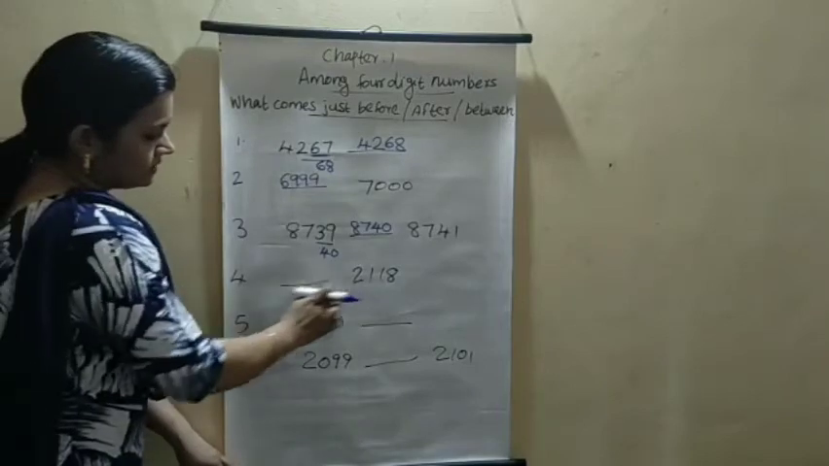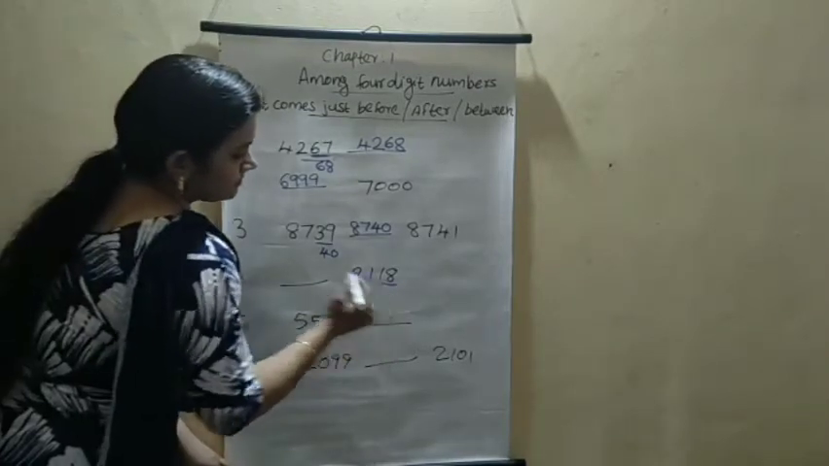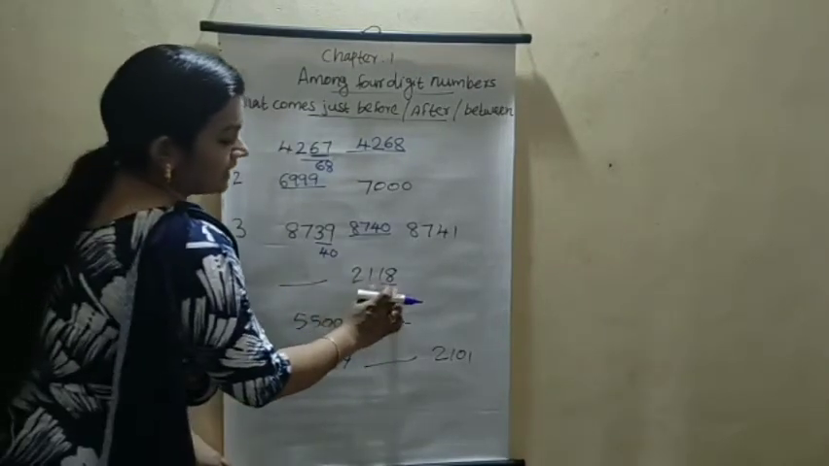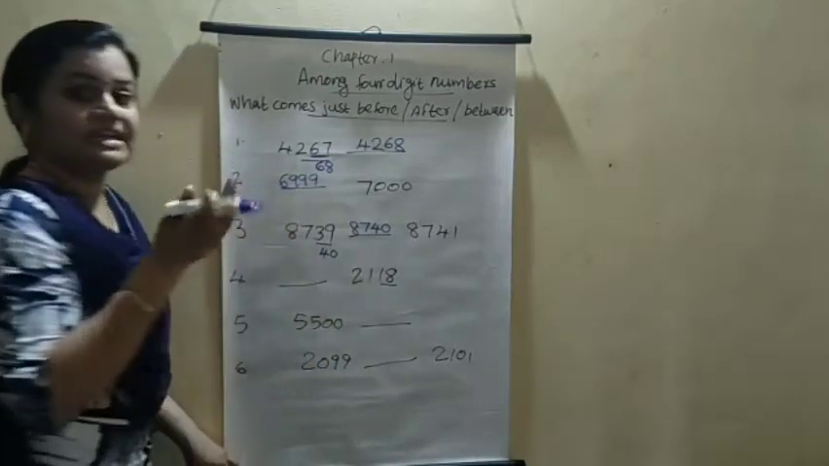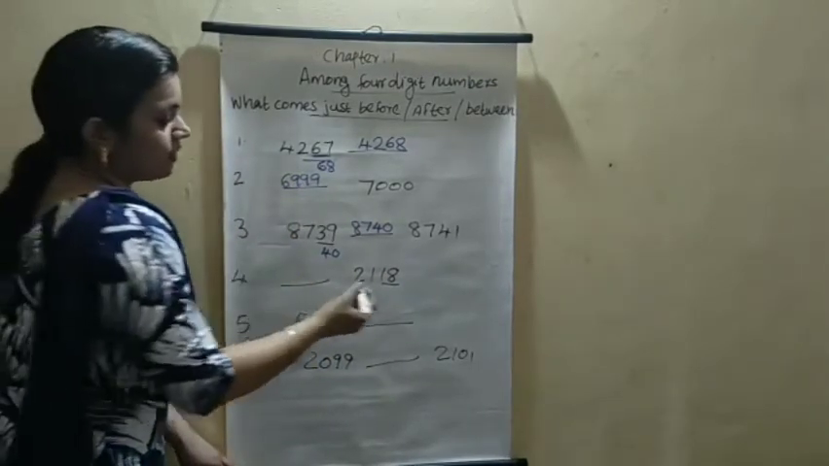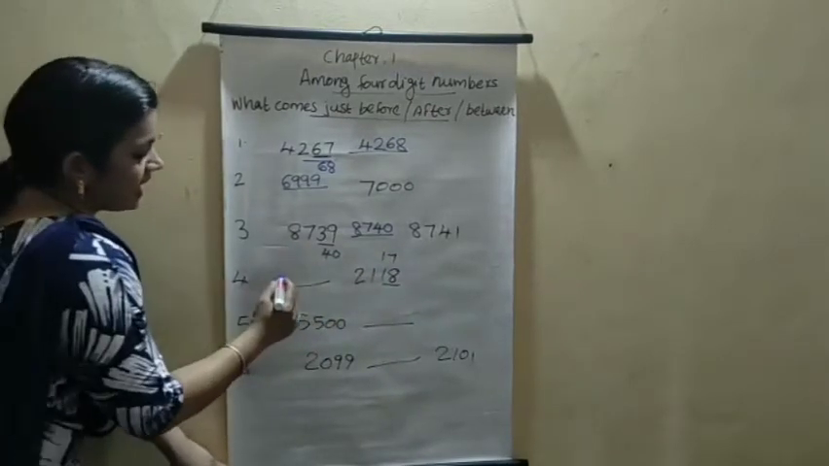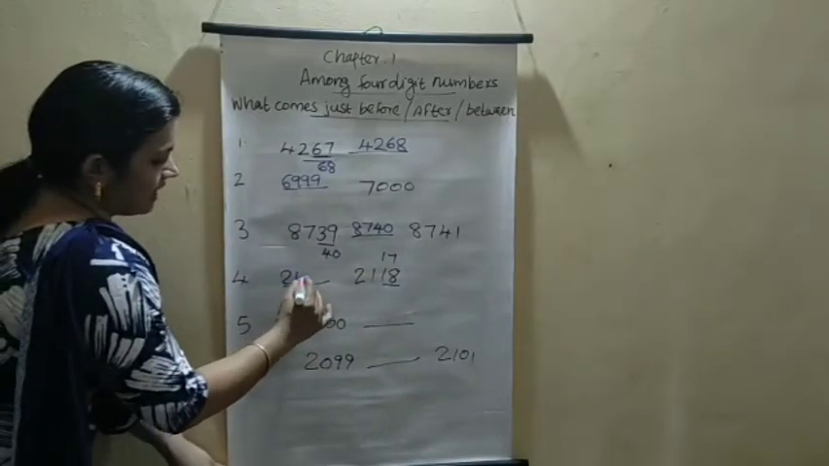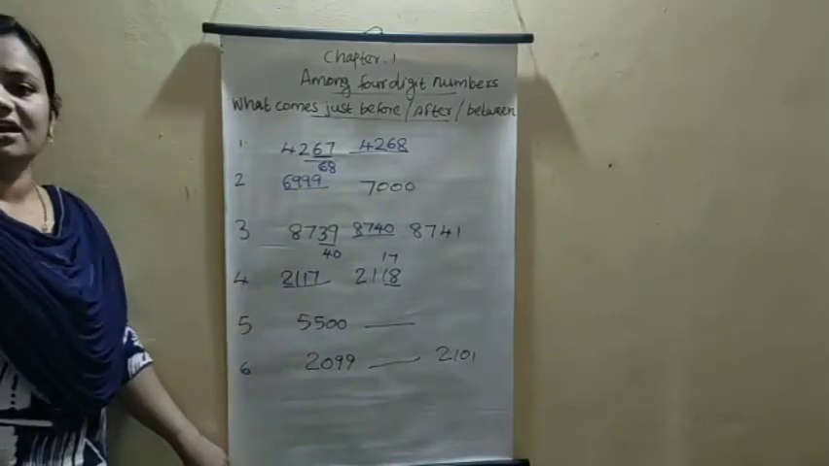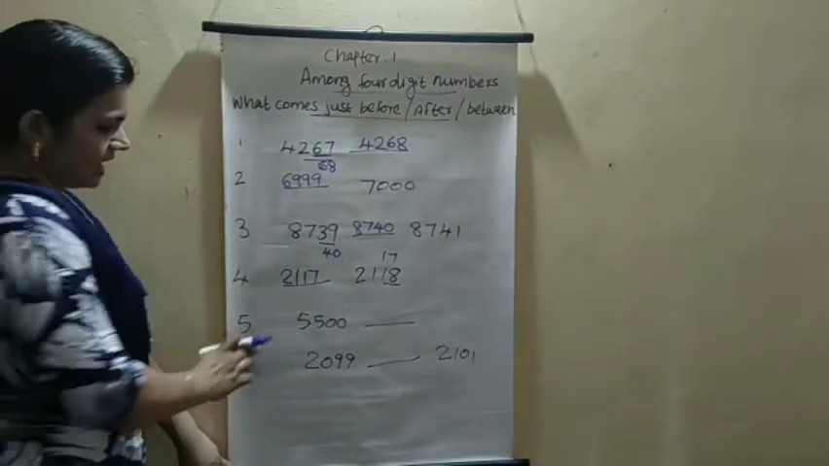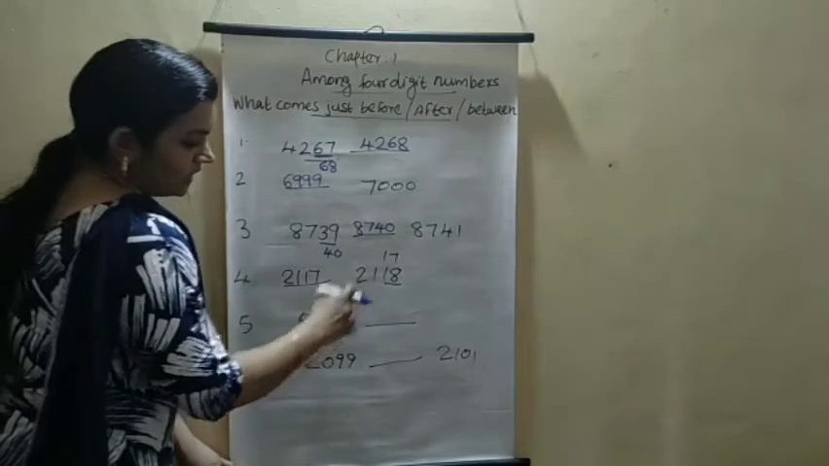Then again, this is 2118, just before. 18, before what? Just before 70. So we can write 2170. Understood?